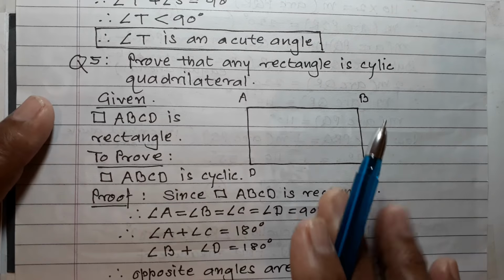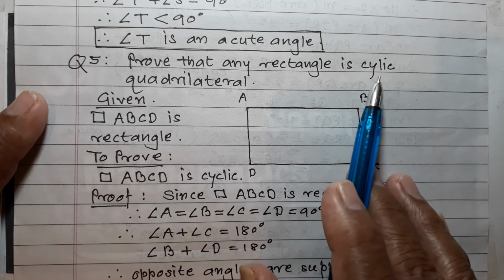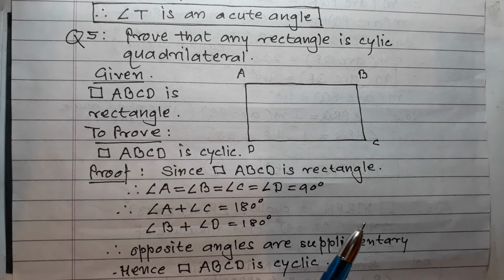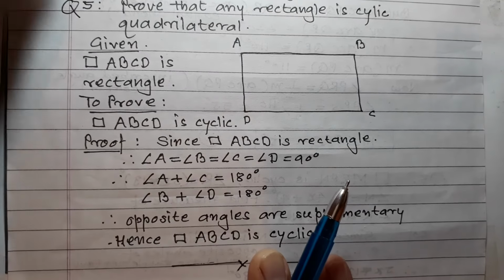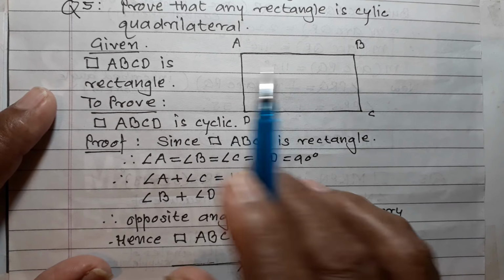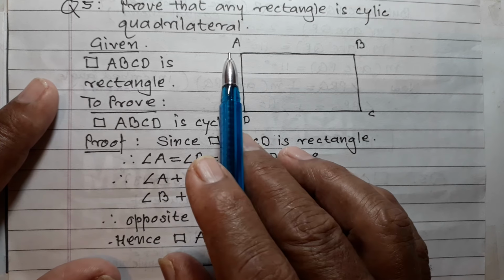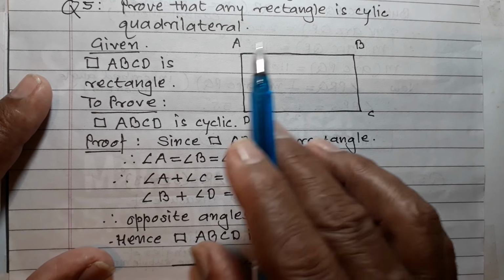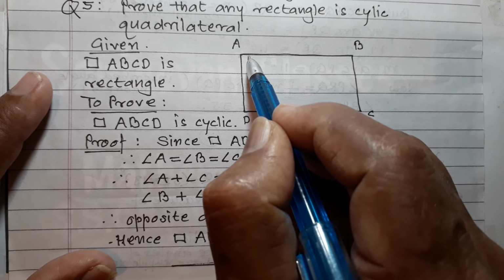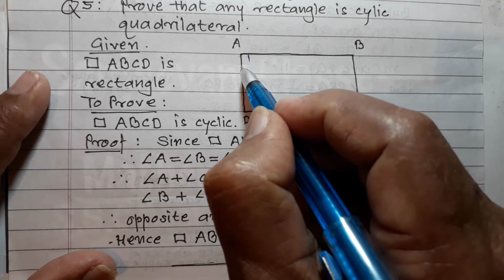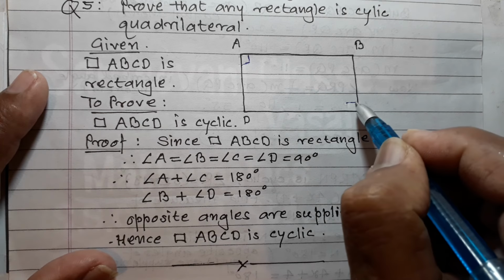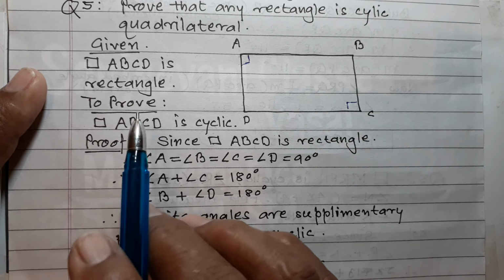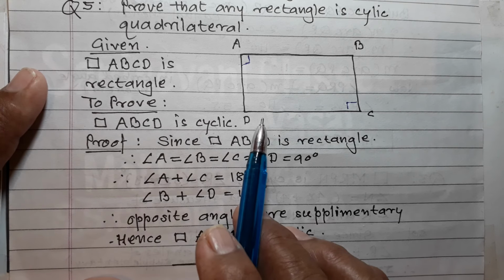Now question number 5. Prove that any rectangle is a cyclic quadrilateral. Okay. Now given, quadrilateral ABCD is a rectangle. Now you know rectangle means what? So this is a quadrilateral ABCD which is a rectangle. That means all angles are 90 degrees. That means this angle is equal to 90 and this angle is also equal to 90. Okay. Now it's very easy to prove quadrilateral ABCD is cyclic.